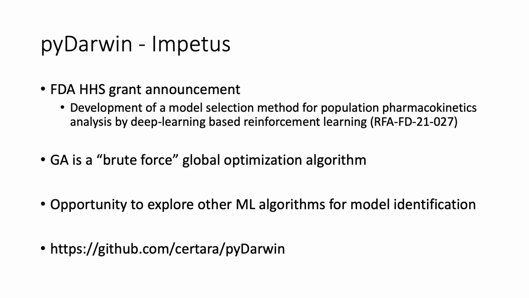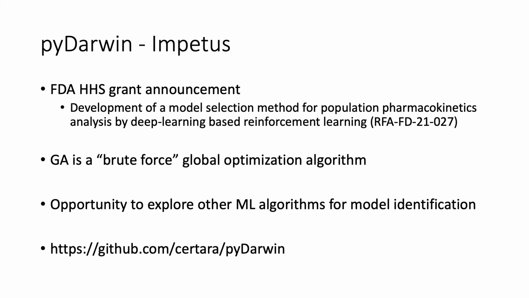Perhaps the biggest impetus was that there was an FDA HHS grant announcement, and this is the RFA that's listed here at the top of the slide. The development of a model selection method for population pharmacokinetics analysis by deep learning-based reinforcement learning. So, GA is essentially a brute force global optimization algorithm. And this grant announcement represented an opportunity to explore other machine learning algorithms for model identification.